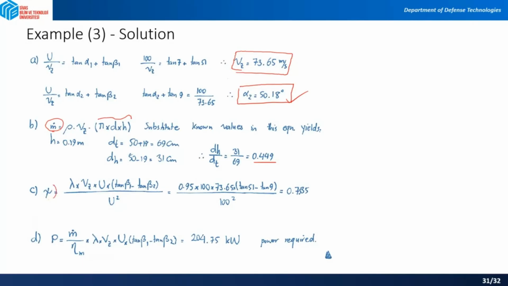For the loading coefficient, you have the formula. You just need to substitute the values. So this is the loading coefficient. And for the power required, again, you have the relation for the power in your notes. So if you calculate, you will find it equal to 204 kilowatts.